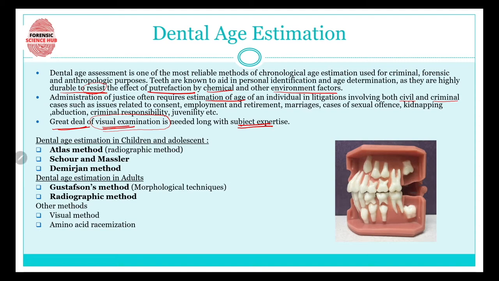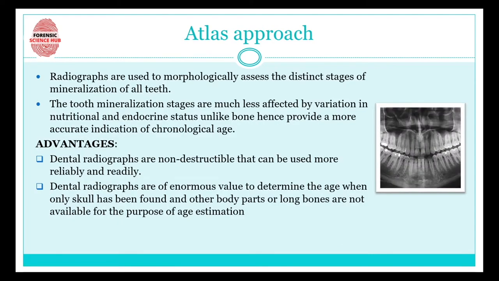So for dental age estimation in children and adolescents, there are three methods: the Atlas method, which is a radiographic method, the Shore and Massler method, and the Demirjian method. For determining age in adults, we have the Gustafson radiological method, and some other methods like the visual method and amino acid racemization. In this video I'm going to discuss the three methods used for age estimation in children, and all the other methods will be discussed in my next video. So let's start with the Atlas approach.